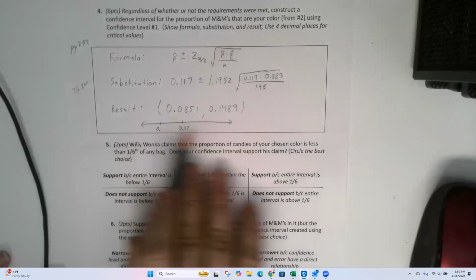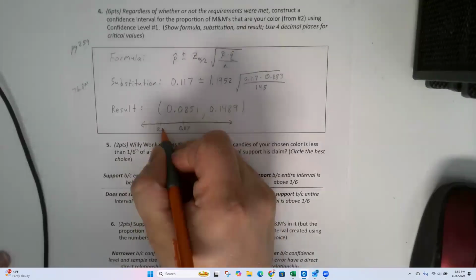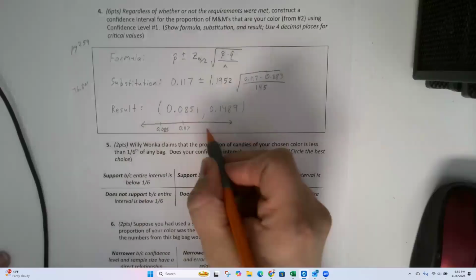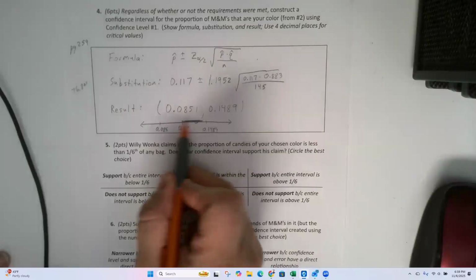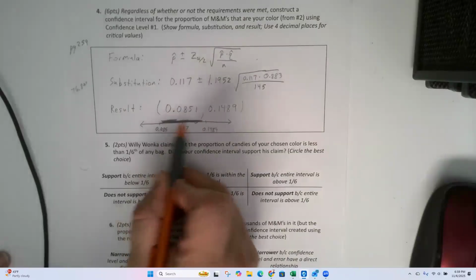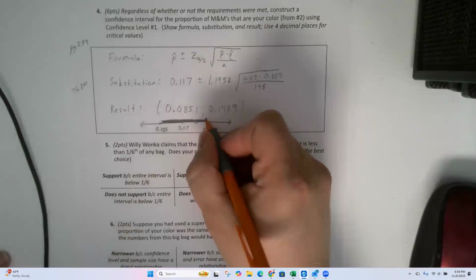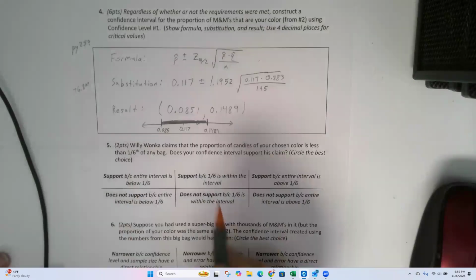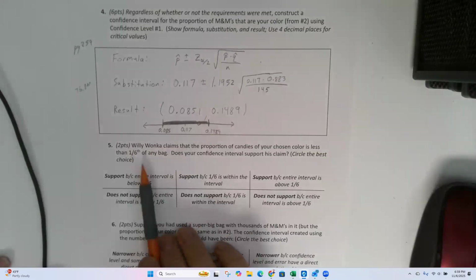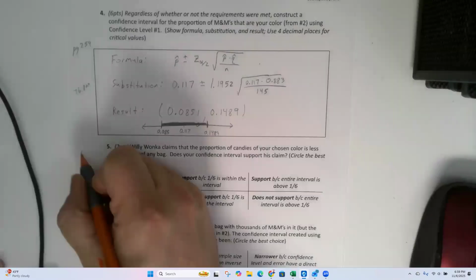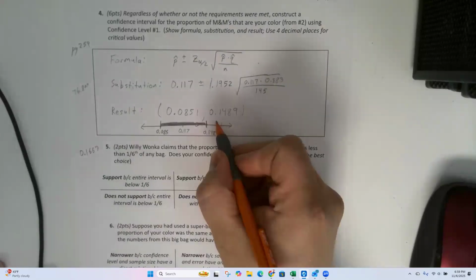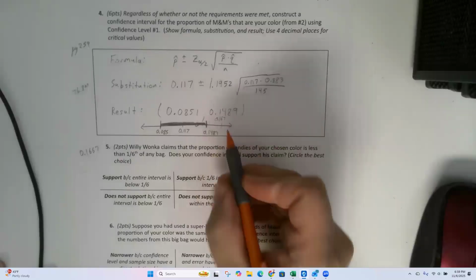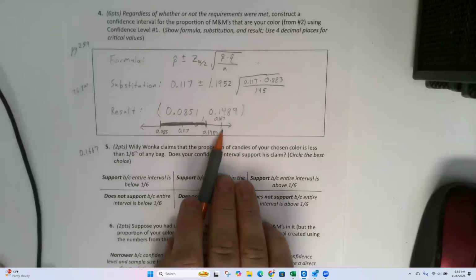You don't need to draw this, by the way. This is just a visual so that we can understand what's happening here. 0.085 is there, and then 0.1489 is there. My margin of error is this right here, and if you go up or down by the margin of error, I get this range. Now, we know that the true value is 1/6, which is 0.1667. That's actually here, 0.167. That is outside of my range.